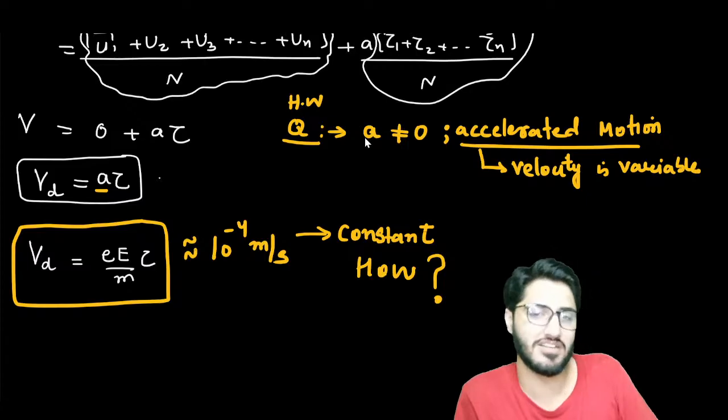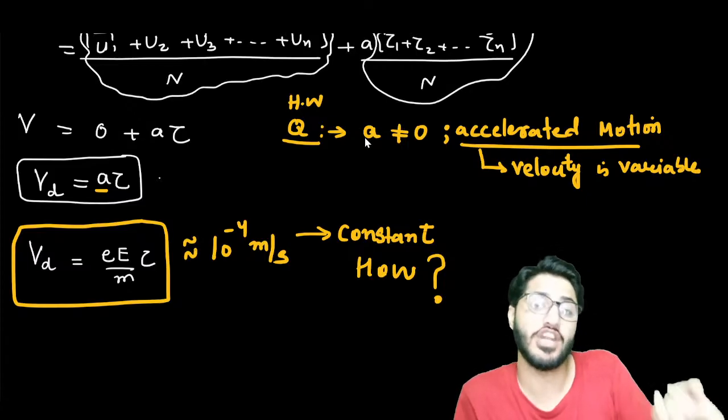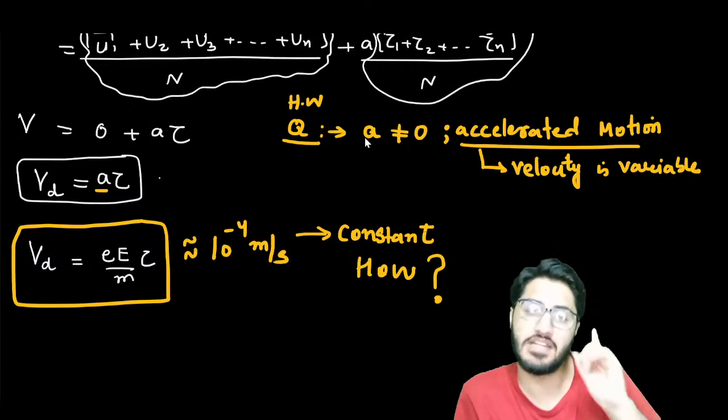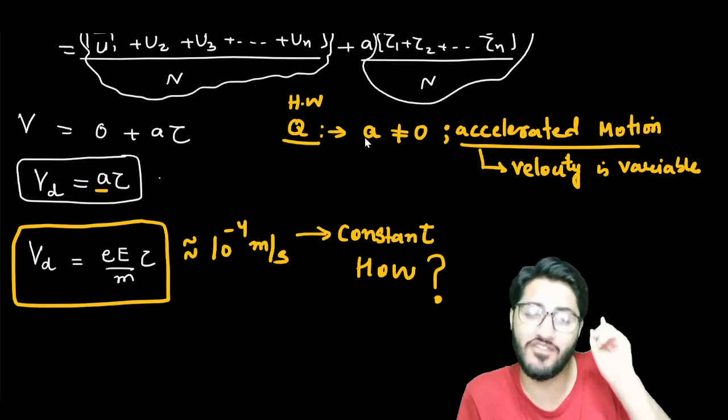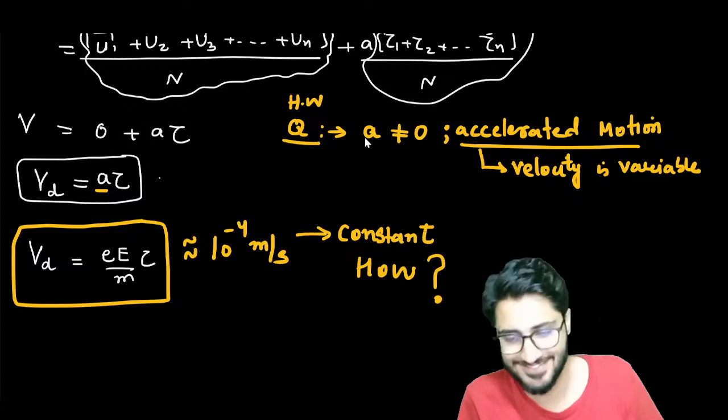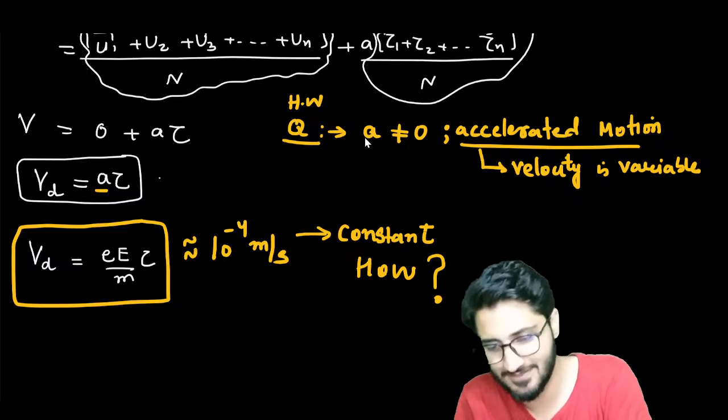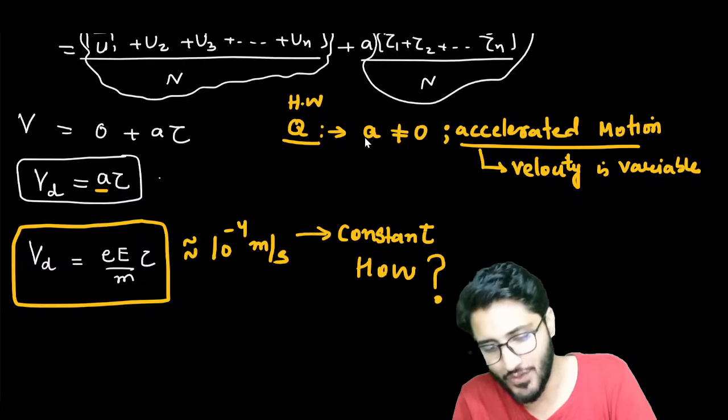Acceleration is there. Velocity needs to be variable. But here my velocity is constant. You need to find the reason why my velocity is constant here.